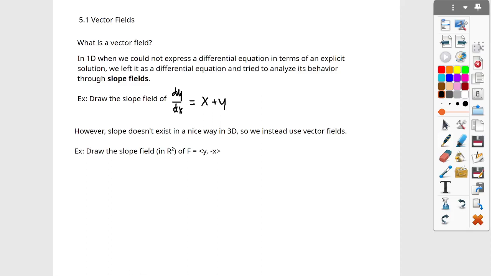Welcome to 5.1. We will start a new chapter. This time it is vector fields. What is a vector field?